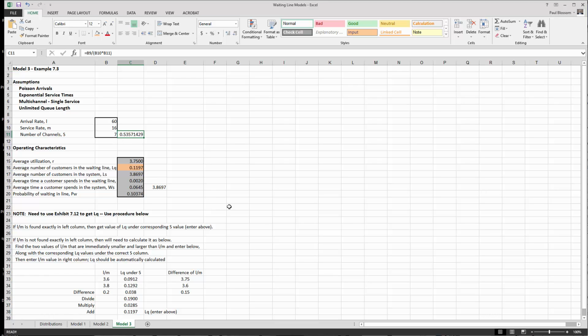So that should help with use of the spreadsheet. If you can do all that stuff, you can complete the assignment.